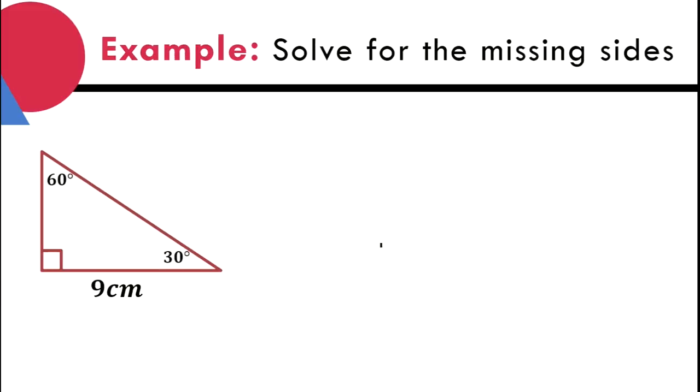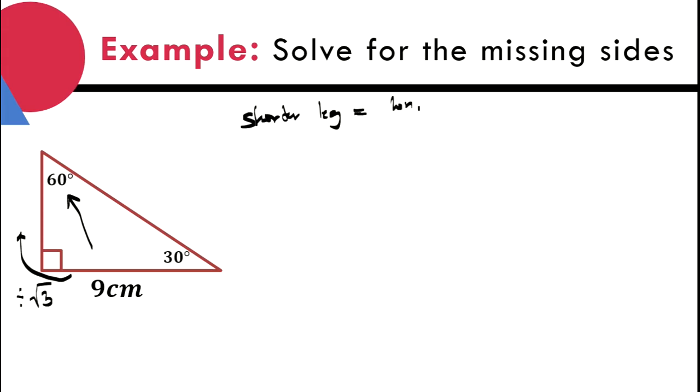Another example, again given a 30, 60, 90 triangle, the given side is the longer leg because this side is opposite to the 60-degree angle. So this is the longer leg. Now let's solve for the shorter leg and for the hypotenuse. Let's start with the shorter leg. Again, in our pattern, if the given is the longer leg, to determine the shorter leg, just divide longer by square root of 3.